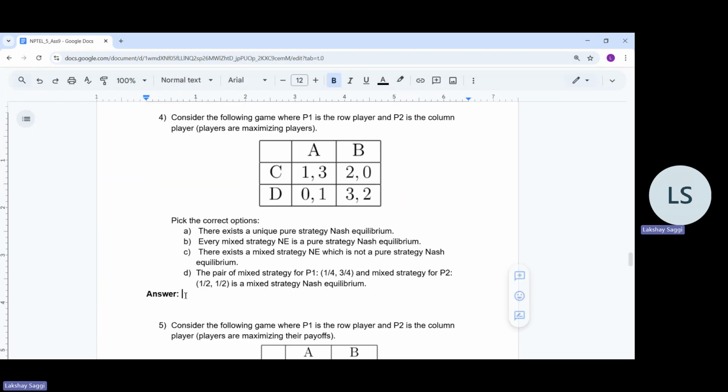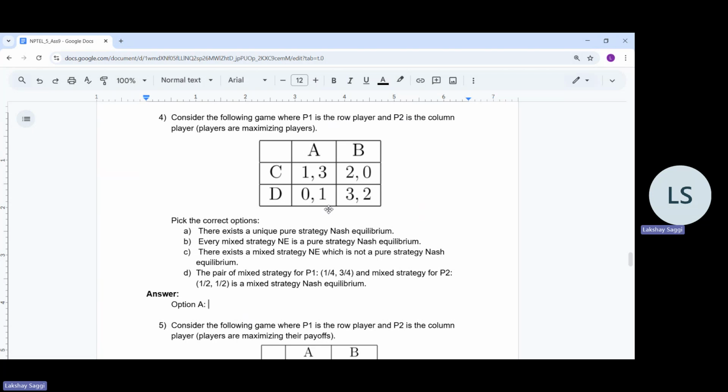So the fourth question says: consider the game where P1 is the row player and P2 is the column player, and players are maximizing. Note that in this tuple, the first entries correspond to payoffs for the first player and second entries correspond to P2's payoffs. Now we have to answer the following questions. Option A says that there exists... Okay, so let's do it option by option. So this is a game and whether there exists.